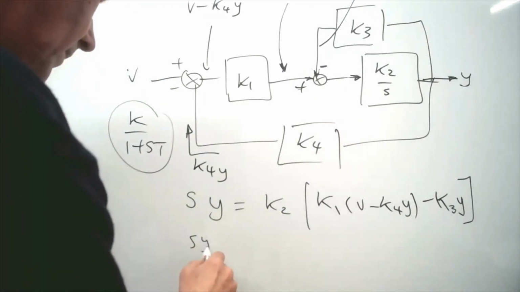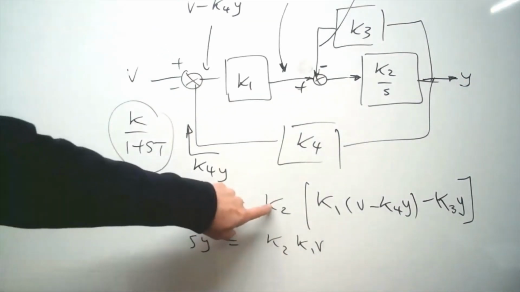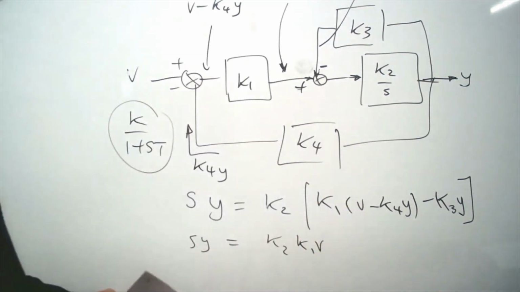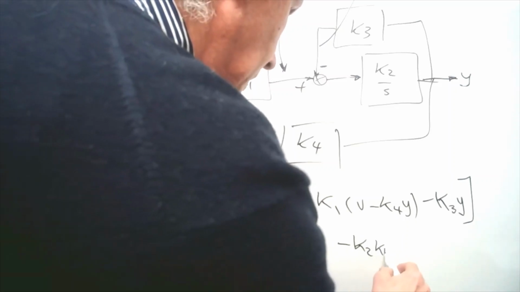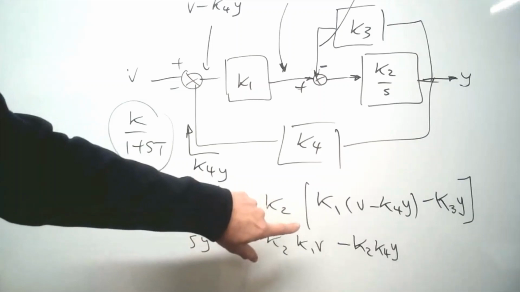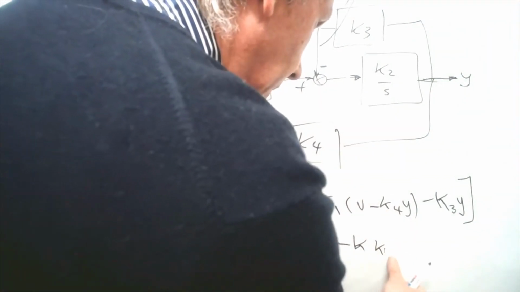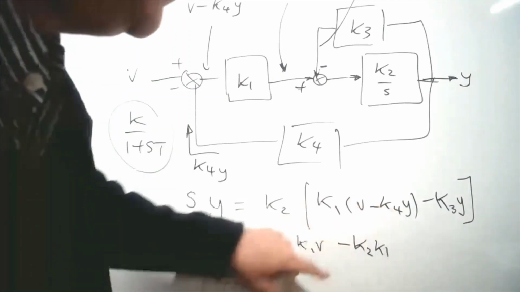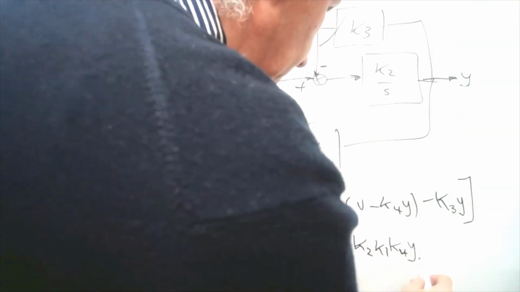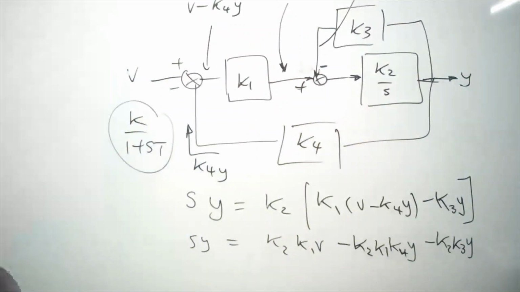So I get SY is equal to K2 times K1 times V. And I'll get a minus K2 times K4 times K1 times K4, so I missed a K1 out there. So that'd be better as K2 times K1 times K4 times Y, minus K2 times K3 times Y. So just make sure I've done that right.